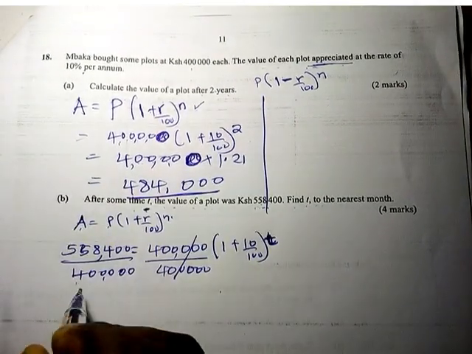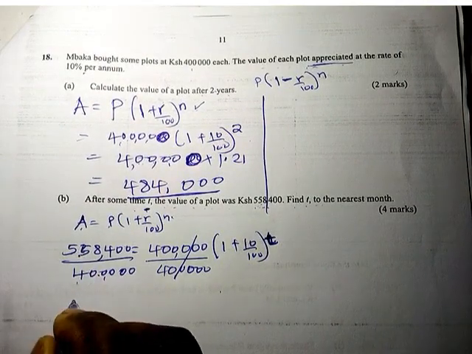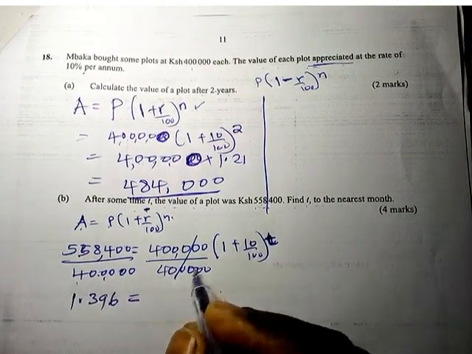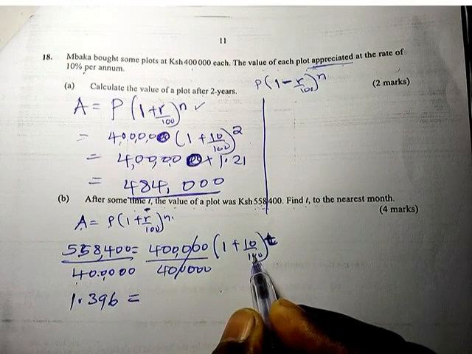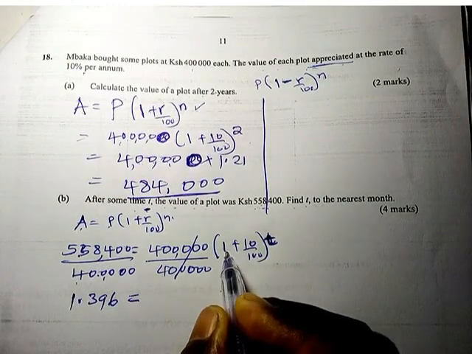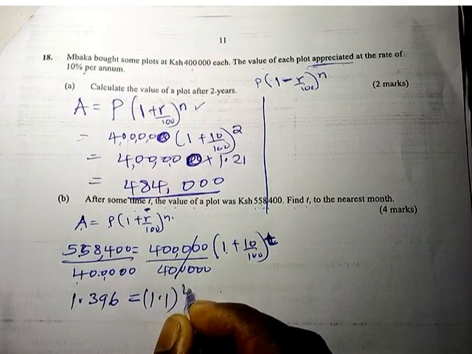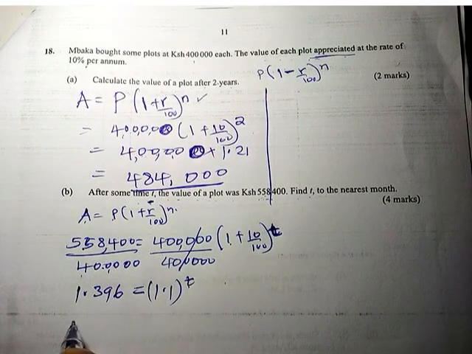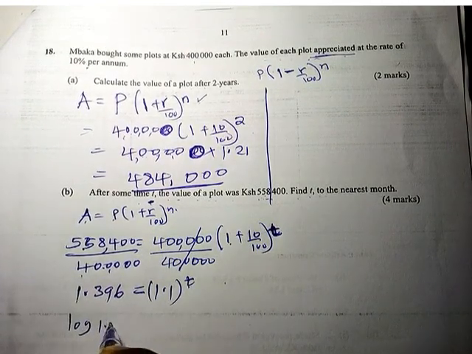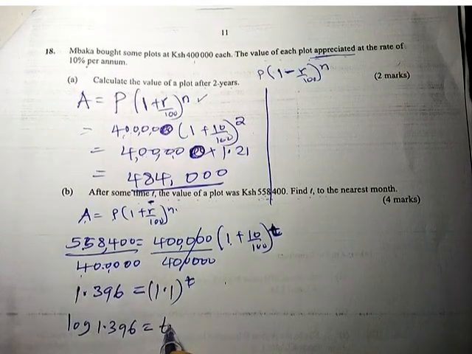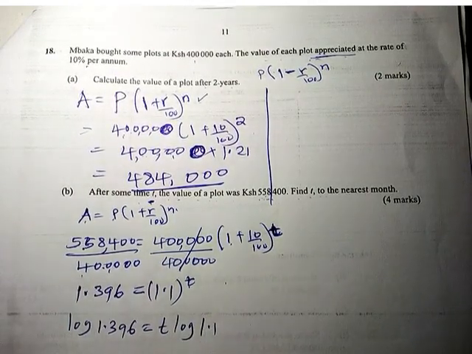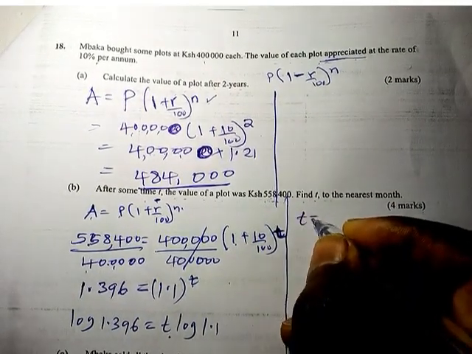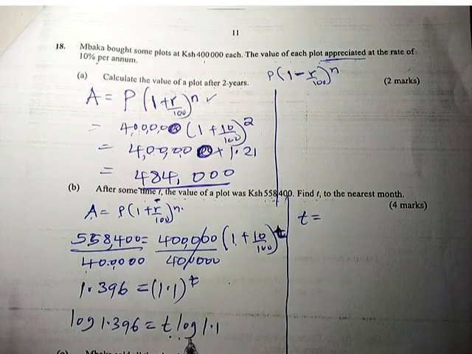Now this divided by this will give us 1.396 is equal to, this divided by this is 0.1, 0.1 plus this is 1.1, so 1.1 raised to power t. Now you introduce the logs. So log 1.396 is equal to t log 1.1. I hope you know how to use the logs. Now to get the t, you divide by log 1.1 both sides.